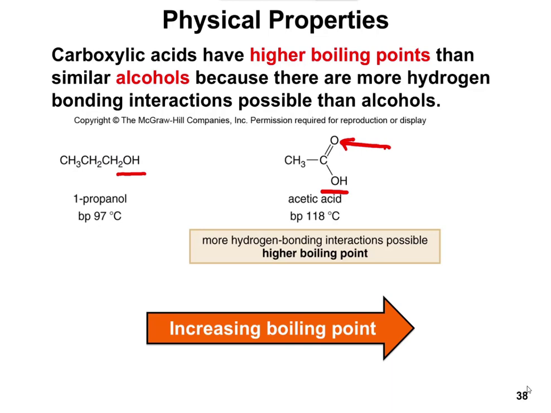Specifically that oxygen, because if you look at the shaded point there where it says more hydrogen bonding interactions are possible, remember that for the hydrogen bond, you have a hydrogen that's the hydrogen bond donor, and those hydrogens interact with hydrogen bond acceptors, which are typically going to be oxygens or nitrogens, and sometimes halogens, but usually oxygens and nitrogens. So because the carboxylic acid has that extra O there, which can act as a hydrogen bond acceptor, it's going to have a slightly higher boiling point than the corresponding alcohol.